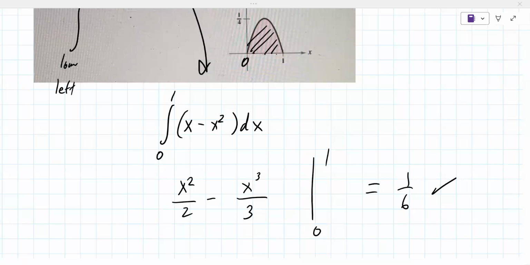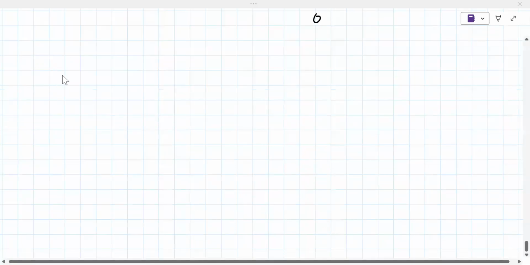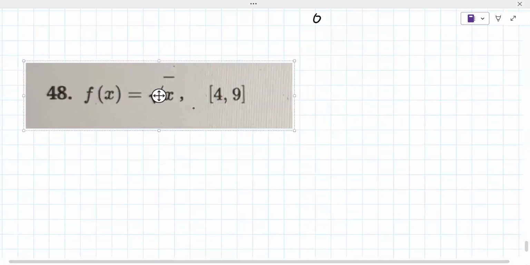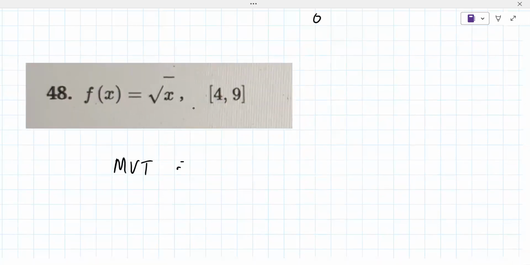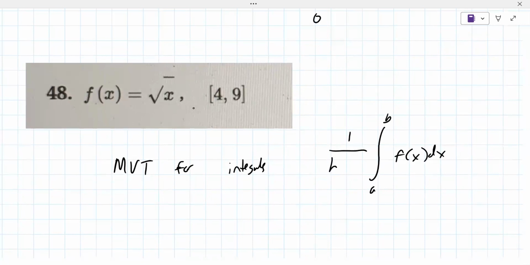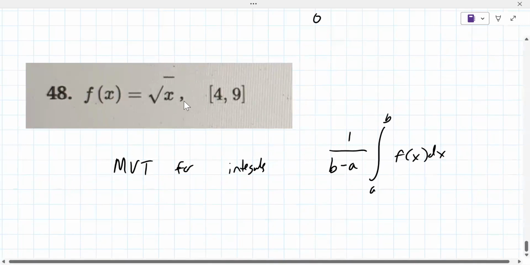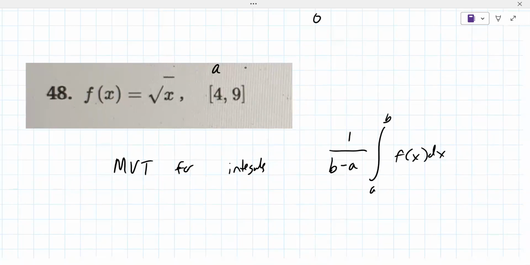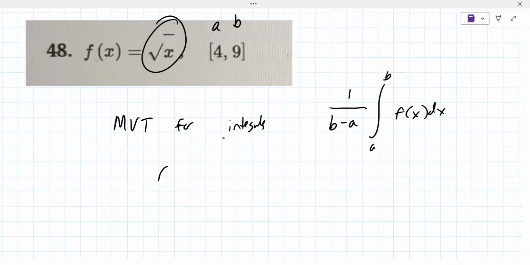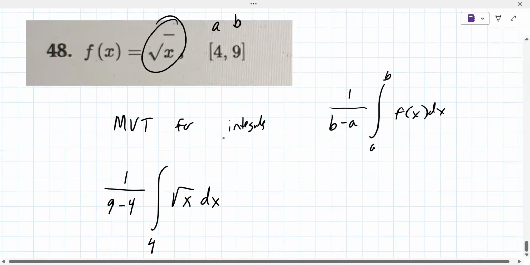So these look more complicated than they actually are. There's a formula for the mean value theorem for integrals. It's the integral from a to b, f of x dx, just like before, but you add in this 1 over b minus a. So in your problem here, a is 4, b is 9. Your f of x is the square root of x. So it's the integral of 1 over 9 minus 4 times square root of x dx from 4 to 9.